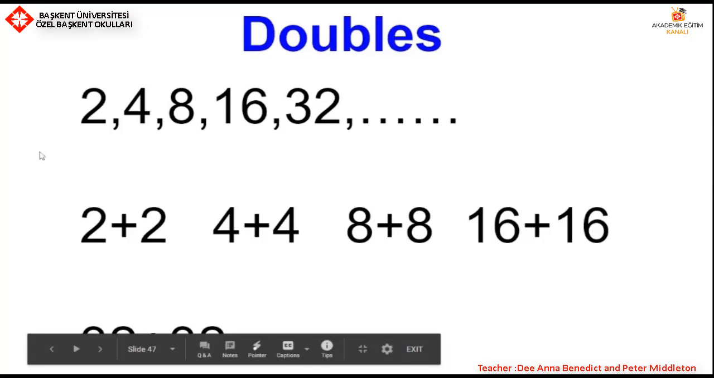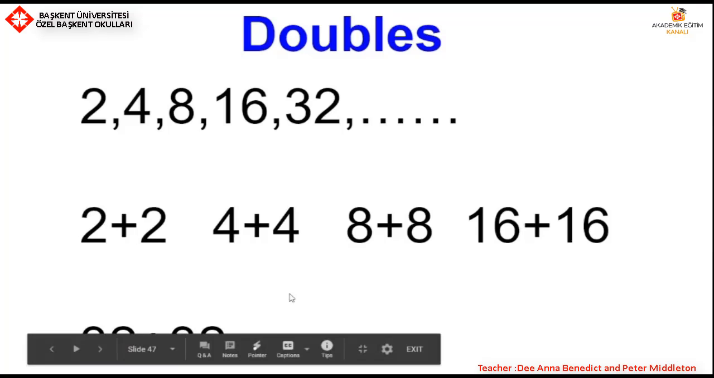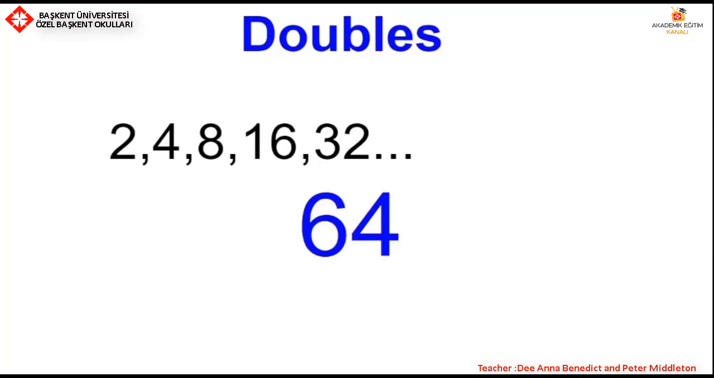Look at these numbers. 2, 4, 8, 16, 32. Do you see a pattern? 2 plus 2 equals 4. 4 plus 4 equals 8. 8 plus 8 equals 16. 16 plus 16 equals 32. 32 plus 32 equals 64. Did you see the pattern?